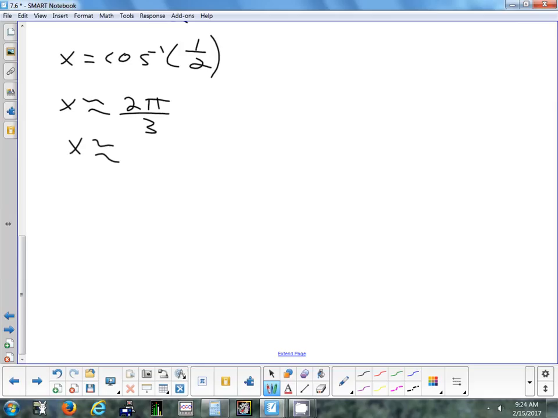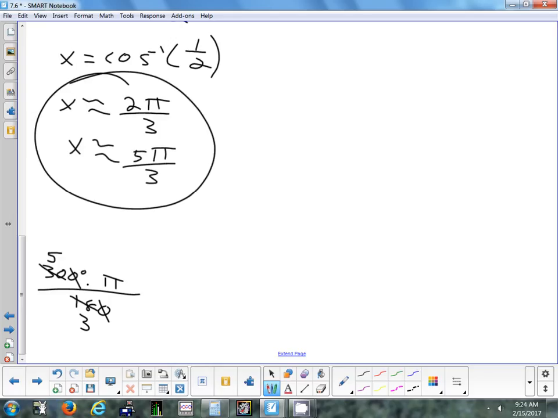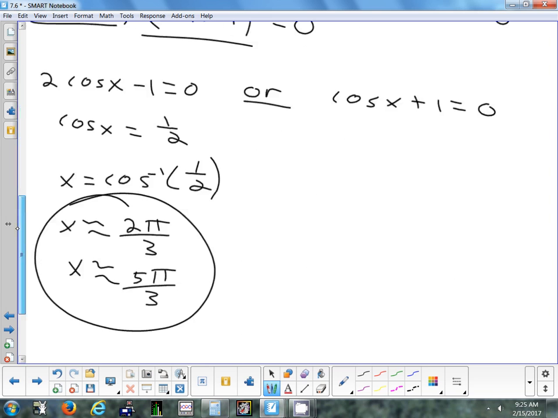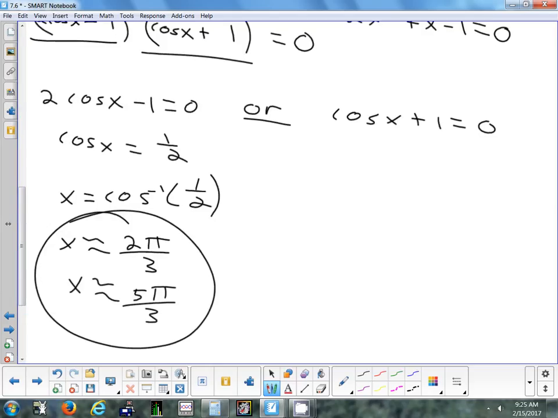So now 300 in radians. If you're not sure, just do it off to the side. Multiply by pi, divide by 180. Let's see. 6 goes into both. 6 times 5, and then 6 times 3. So 5 pi over 3. If they don't ask to convert to radians, you don't have to do this last step. But since our interval was 0 to 2 pi, that's radians. Okay, so we get 2 answers.